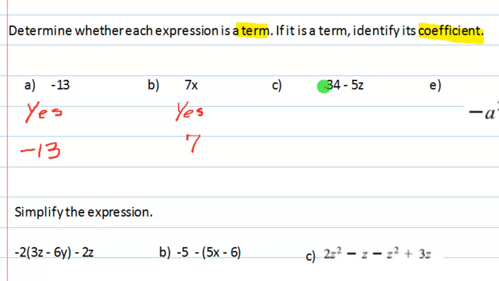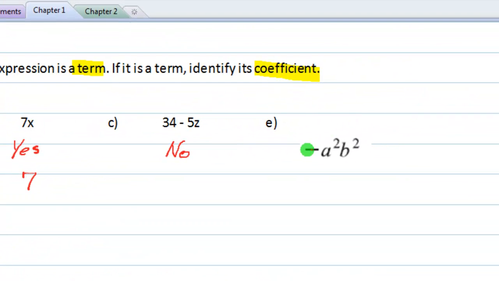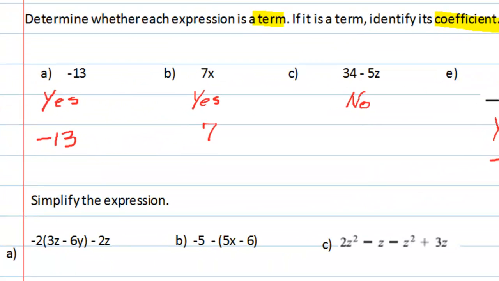In this example, we have 34 minus 5z. That is not a term. Actually, really, it's two terms, but we'll talk about that later. And finally, here we have negative a squared b squared. And again, this is a product of variables raised to powers with the negative 1. So yes, this is definitely a term. And the coefficient is negative 1.